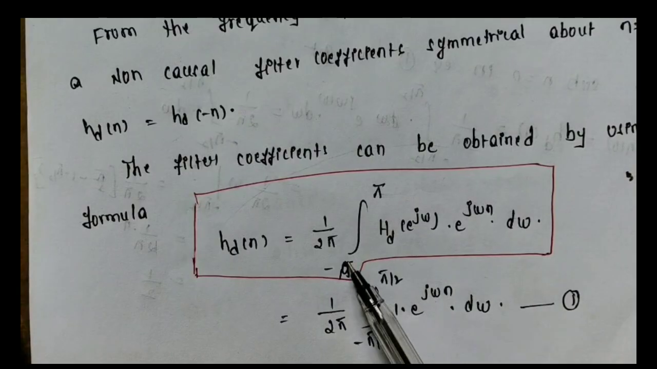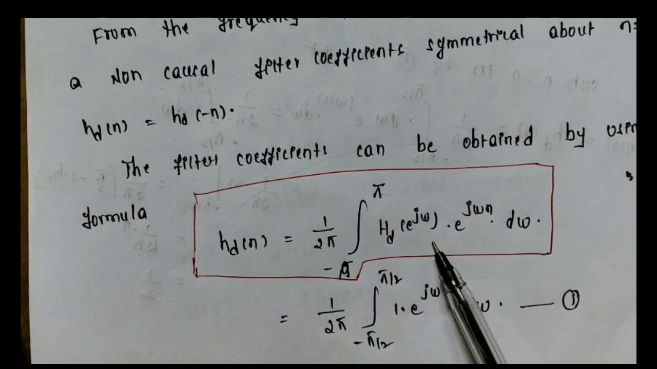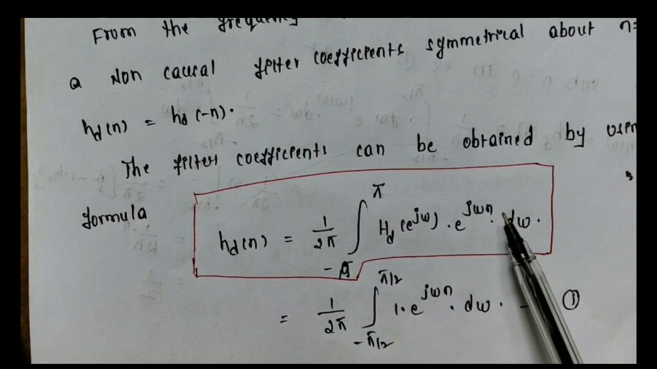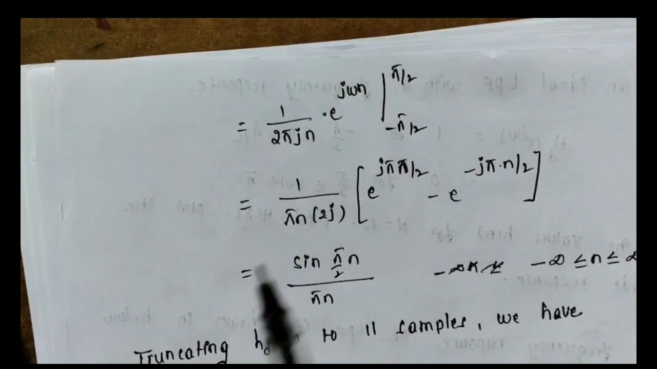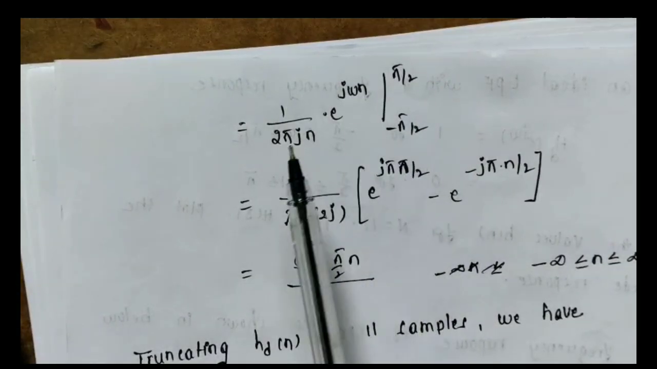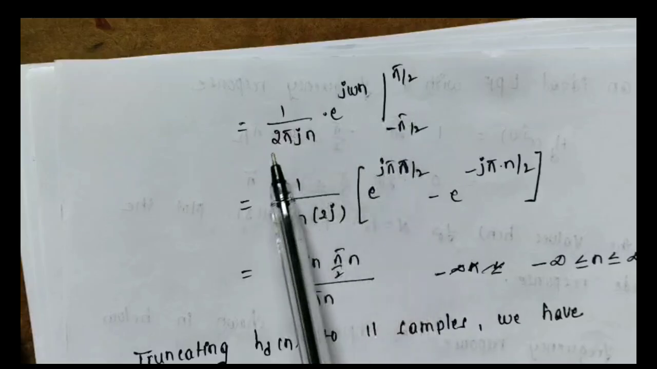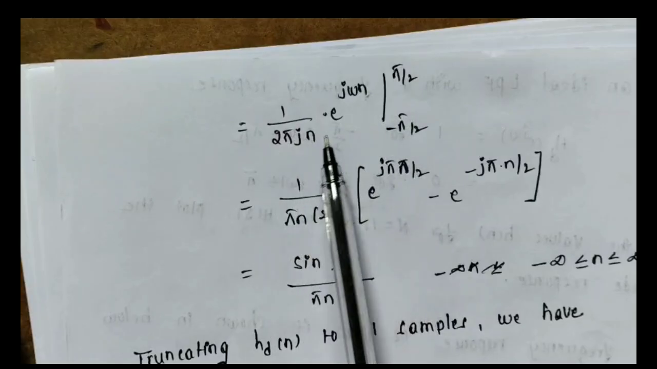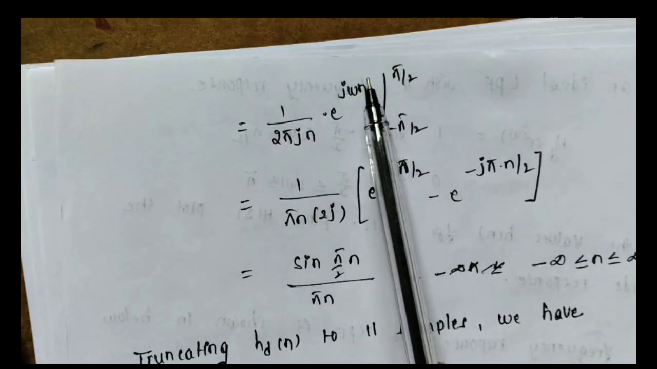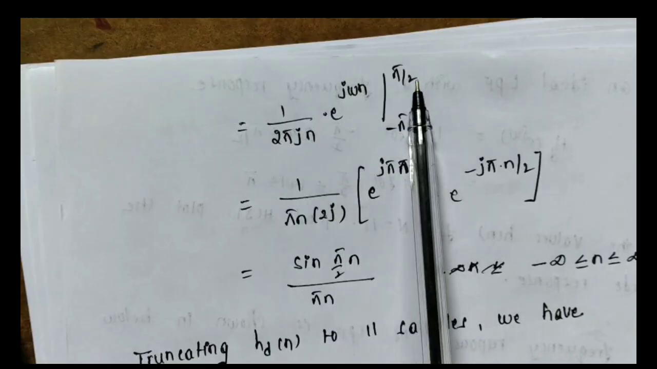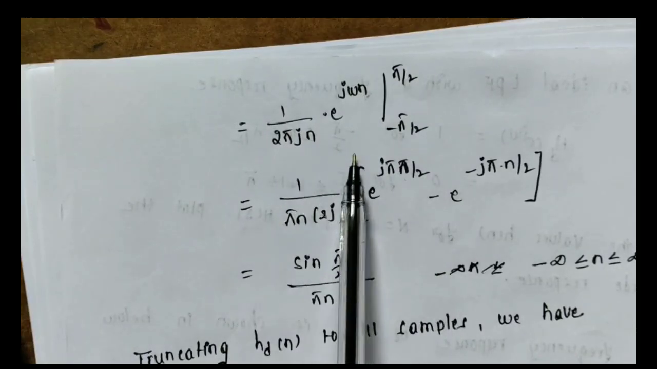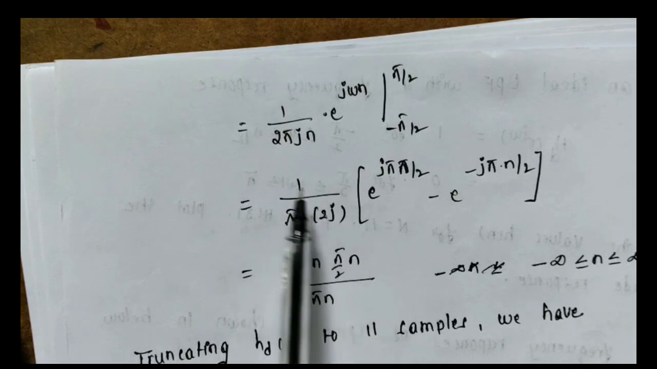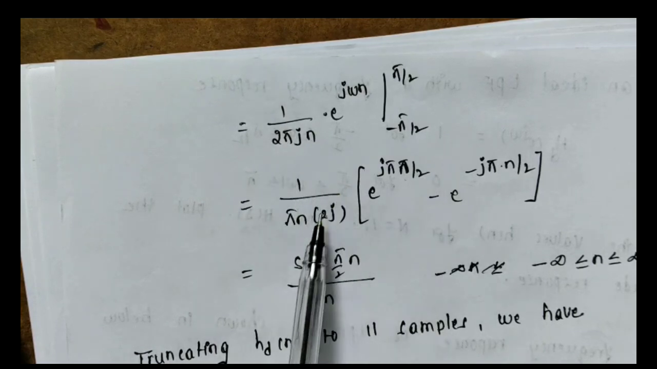Within this range, h_d(e^{jω}) is equal to 1, so we use the formula: integral of e^{jωn} dω. Now if you apply integration to e^{jωn}, it is equal to 1 by jn into e^{jωn}, taking the upper limit minus the lower limit. The 2 is already there in the problem, so I am taking πn to this side, and 2j I am writing like this.